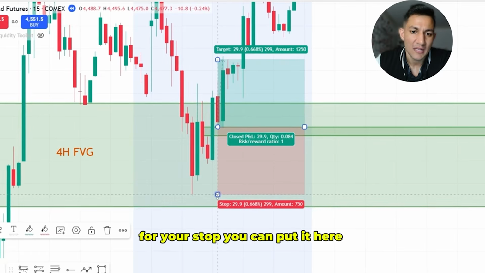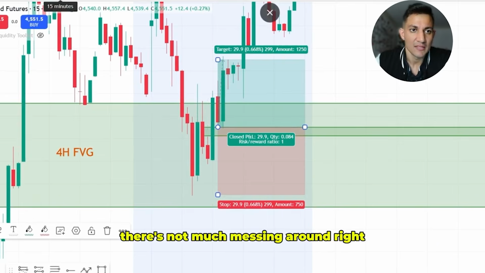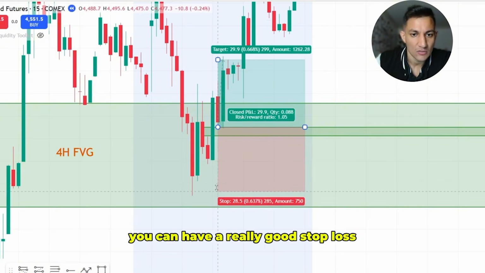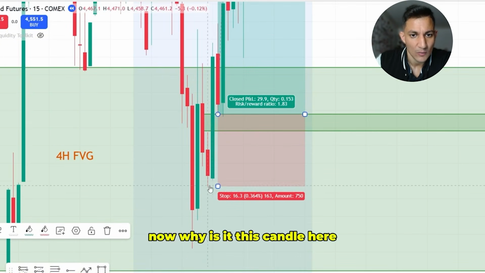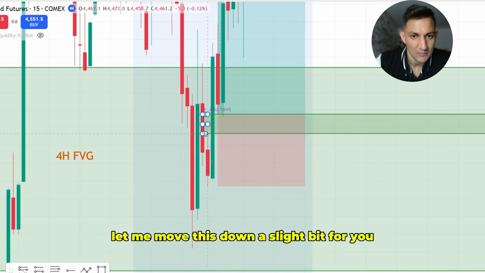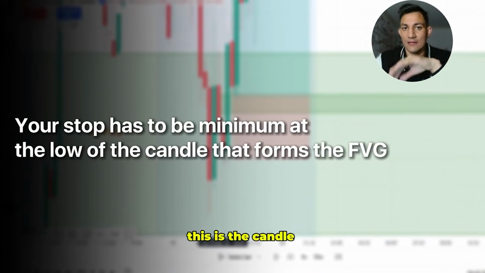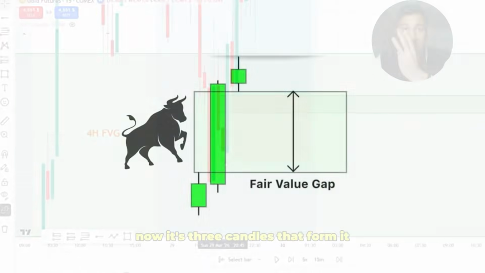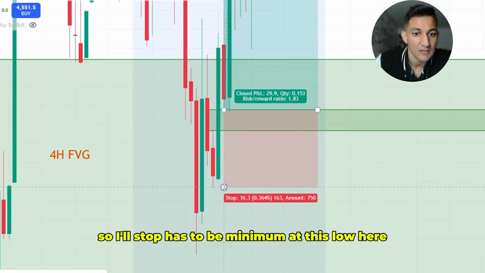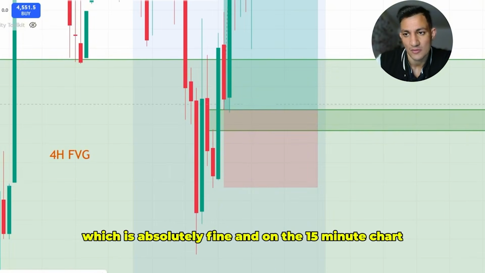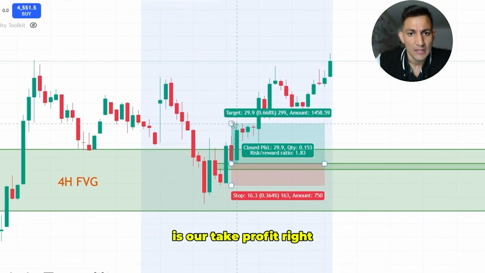For your stop, you can put it here if you really want to, but you don't really need to, because on the 15-minute chart, there's not much messing around. You can have a really good stop loss. So the minimum your stop must be is this candle here. Now, why is it this candle here? Let me move this down a slight bit for you. The reason it has to be at the low of this candle is this is the candle that forms a fair value gap. Now it's 3 candles that form it. This is the lowest candle that forms it, so our stop has to be minimum at this low here, which is absolutely fine. On the 15-minute chart, now what we're going to do is take profit.